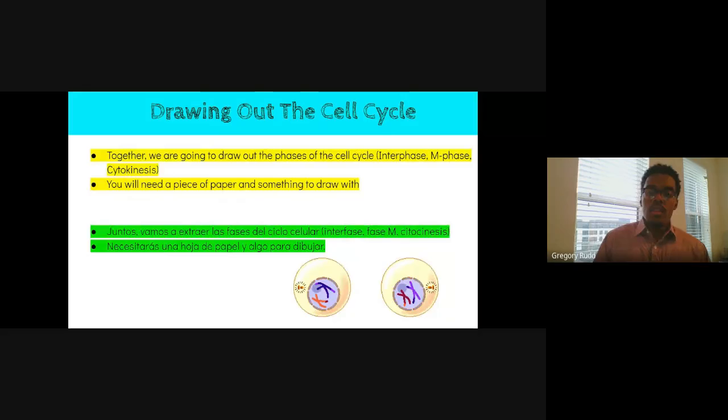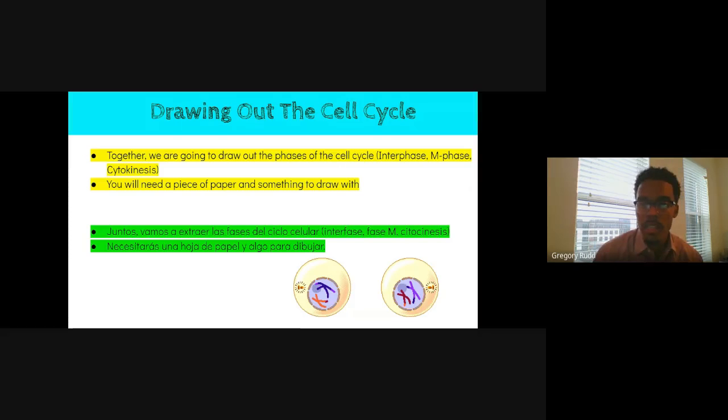Okay, so for the asynchronous portion of class today, I'm going to have you all draw out the cell cycle. So you will need something to write on and something to write with. And I definitely think you should keep this in your notes, and I think it would be a good idea as well if you had different colors, just to make it easier for you to see. But I'm going to show you the phases, then you'll draw them.